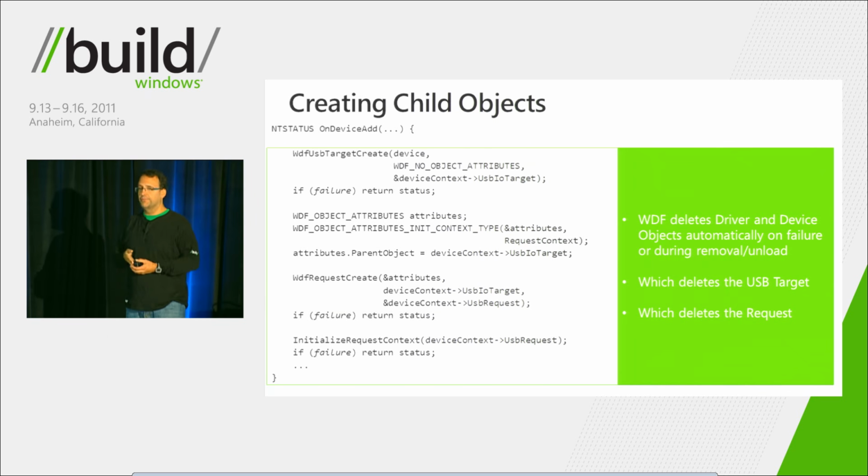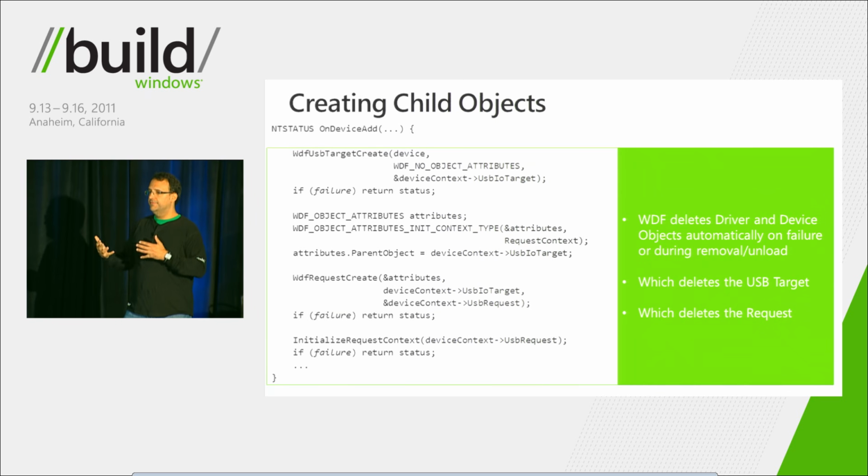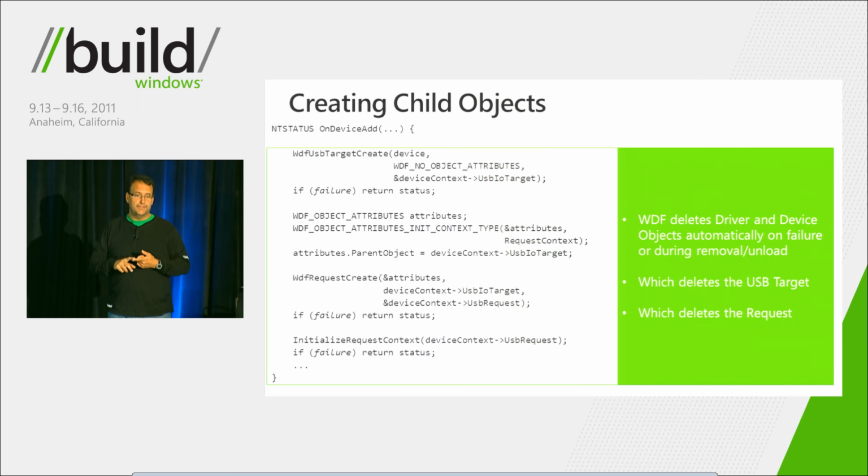And now, just to walk through this again, right? If your device is removed, WDF will delete the device. When it deletes the device, it will delete that context that goes with the device that we set up earlier, and it will call that destroy callback. It will also delete the USB I/O target because that's a child of the device. It will also delete the request because that's a child of the I/O target. In deleting the request, it will free the context that goes with the request. If we had a cleanup callback on the request, it would call that cleanup callback before getting rid of the context.